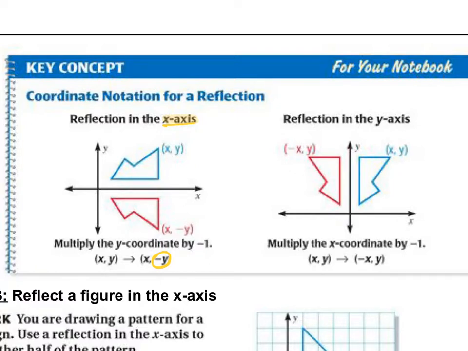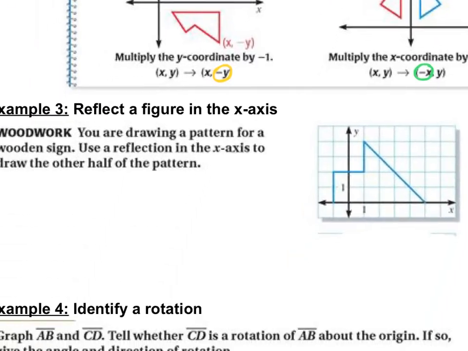And then if we are in the y-axis, then the x-coordinate will become its opposite. So just remember that whatever axis I'm reflecting across, the opposite coordinate is the one that will be changing. All right.